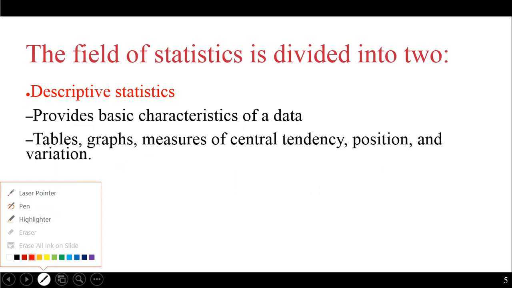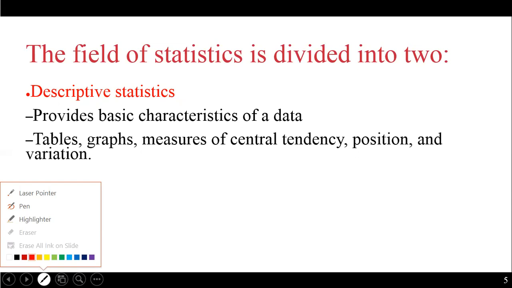Now, for the descriptive statistics, say for example, you have collected the data about the age of all grade 11 students of a certain school. So you can present that one using a table or a graph. And then later on, you can solve the data using the measures of central tendency.